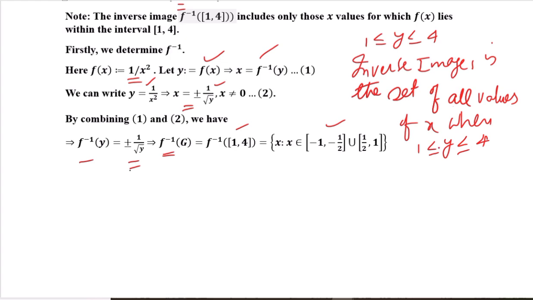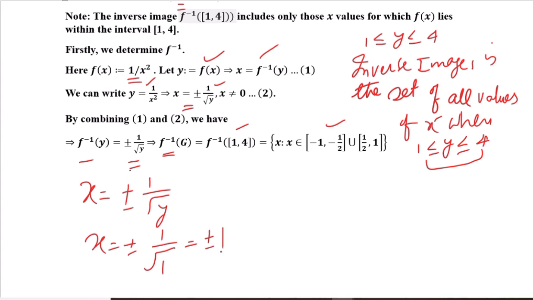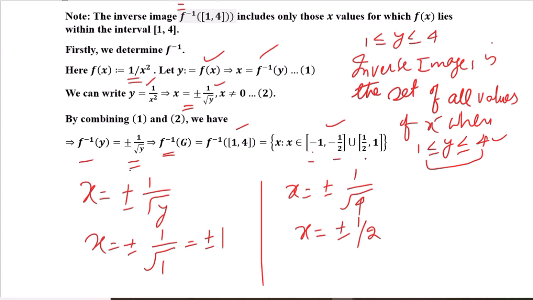Inverse images is the value of x for which y is this. My x is equal to plus minus under root y. When we put here the first value of y, that is 1, we have x is equal to plus minus 1. We have two values of x. Similarly, if we put the last value of the interval, that is y is equal to 4, we have x is equal to plus minus 1 by 2 here. So your values of x lie in two disjoint intervals, minus 1 to minus 1 by 2 and 1 by 2 to 1.